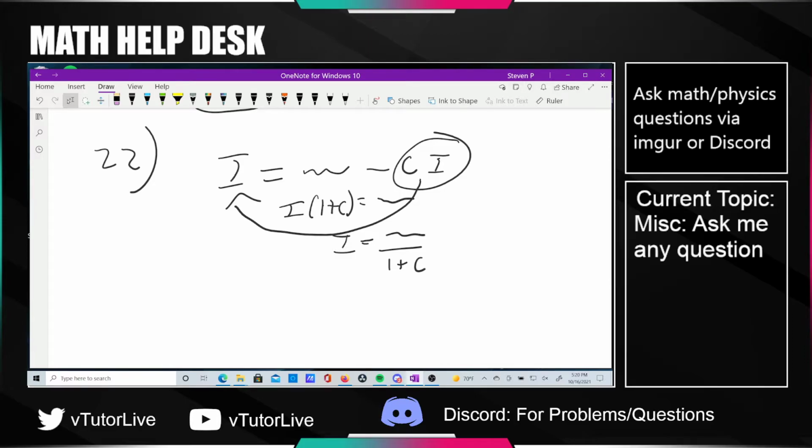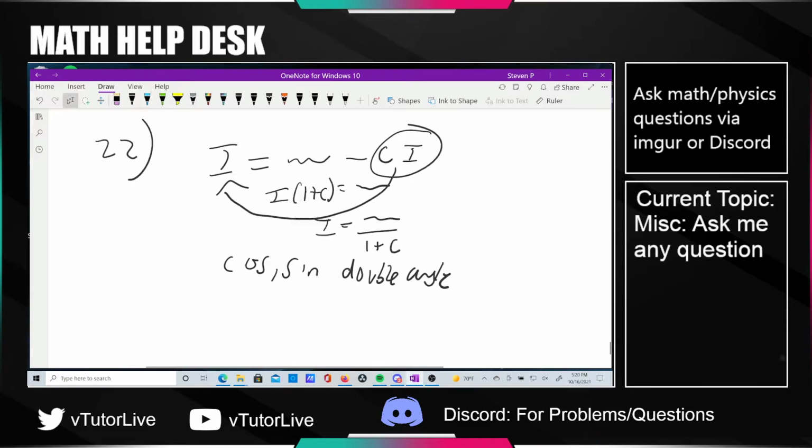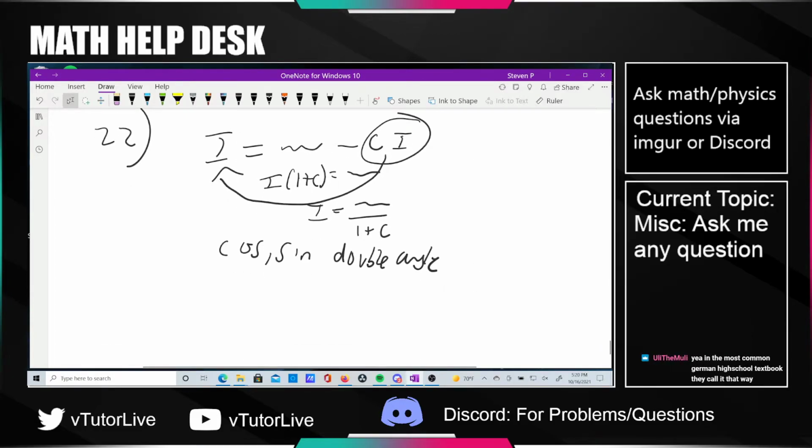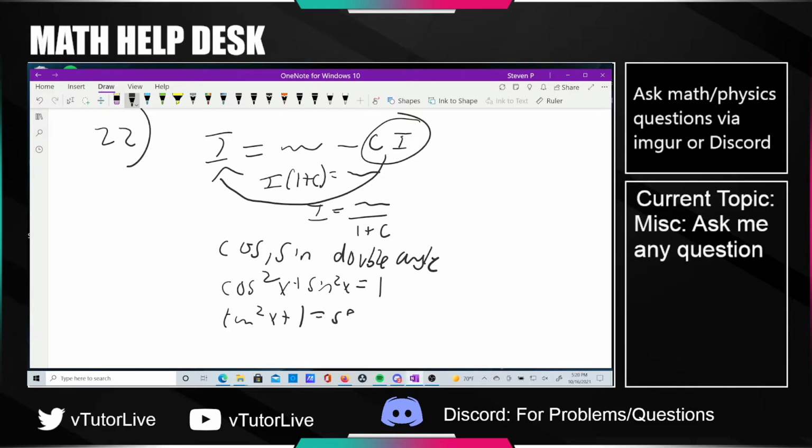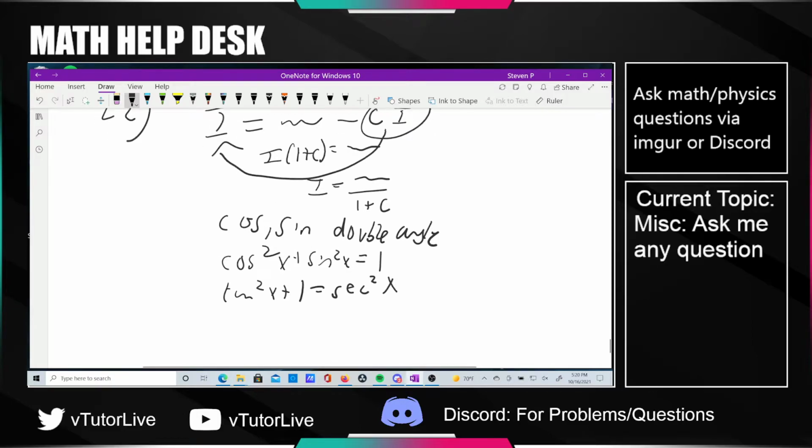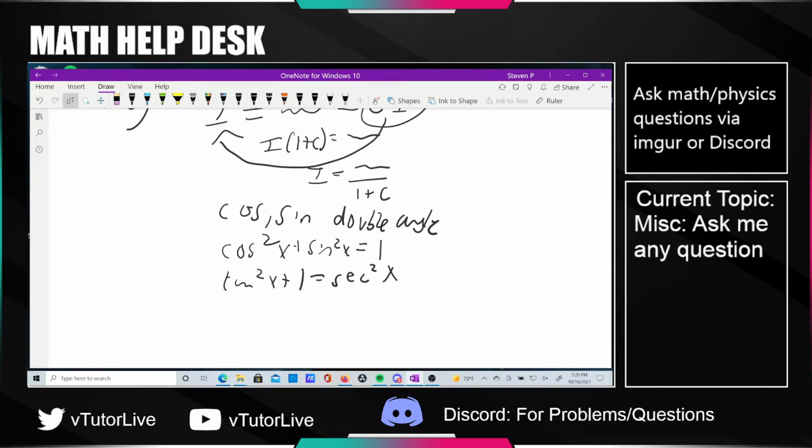But then other stuff is like the cosine and sine double angle formulas. I'm basically just creating this impromptu list of things that you should know. Double angle formulas. You should also know the identities, like cosine squared x plus sine squared x is equal to 1. And you should know that tan squared x plus 1 is equal to secant squared x. I think there's also one with cosecant, but that one I always forget.